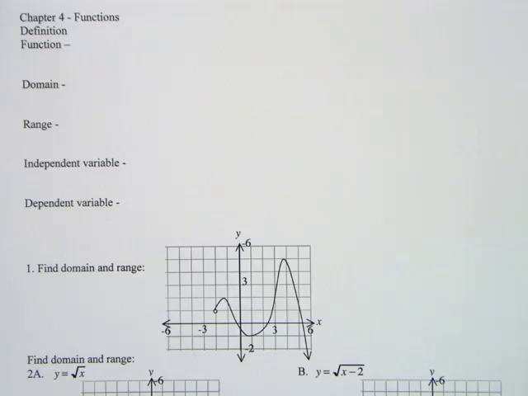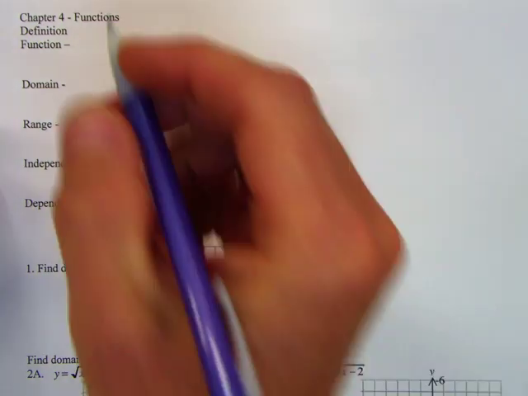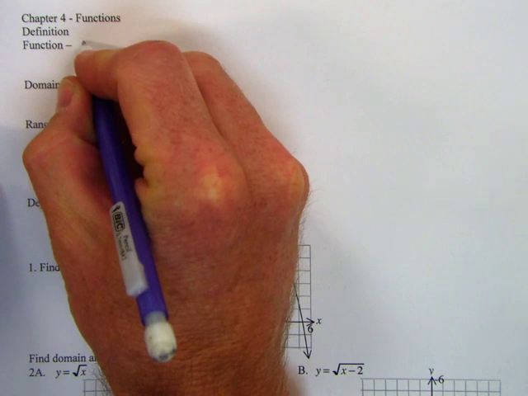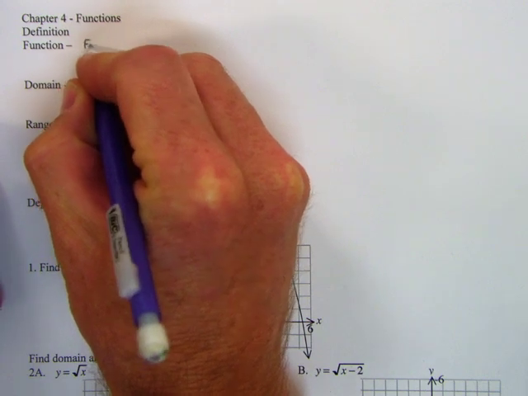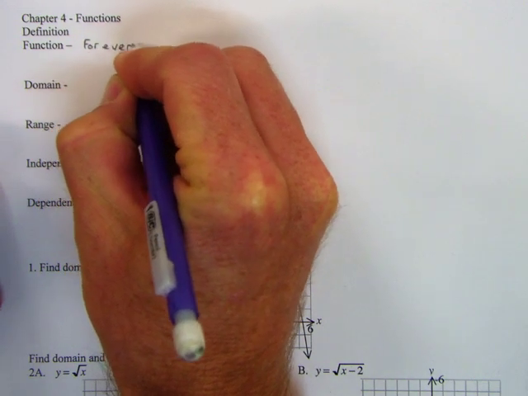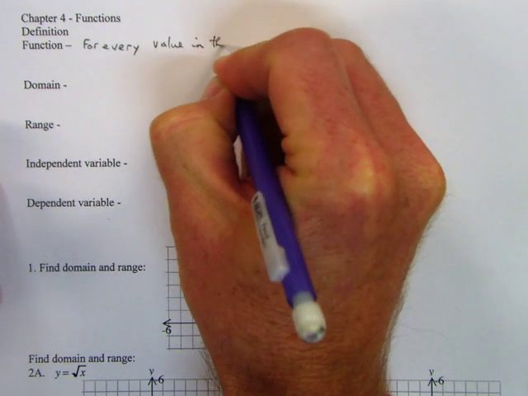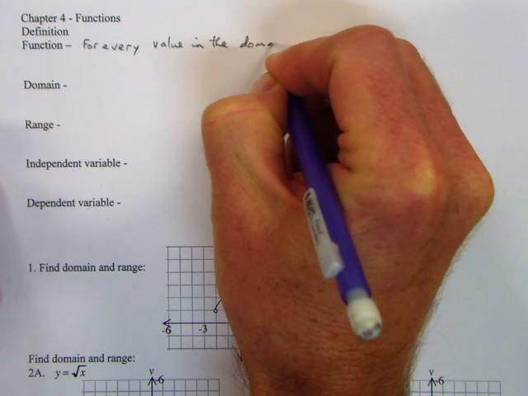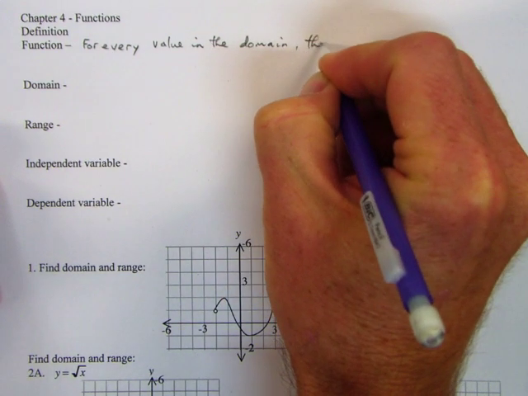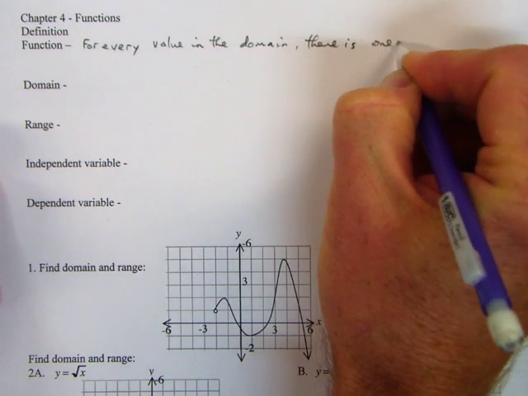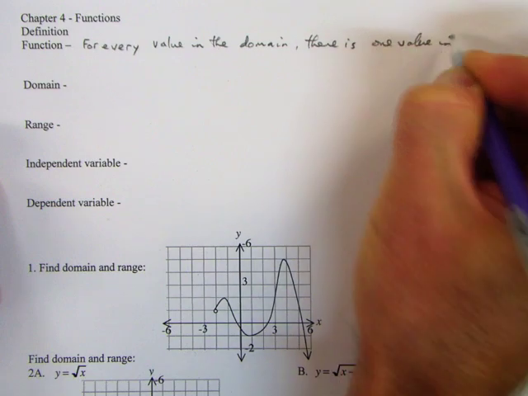In this chapter, we're going to start talking about functions. So, what is a function? We can say for every value in the domain, there is one value in the range.